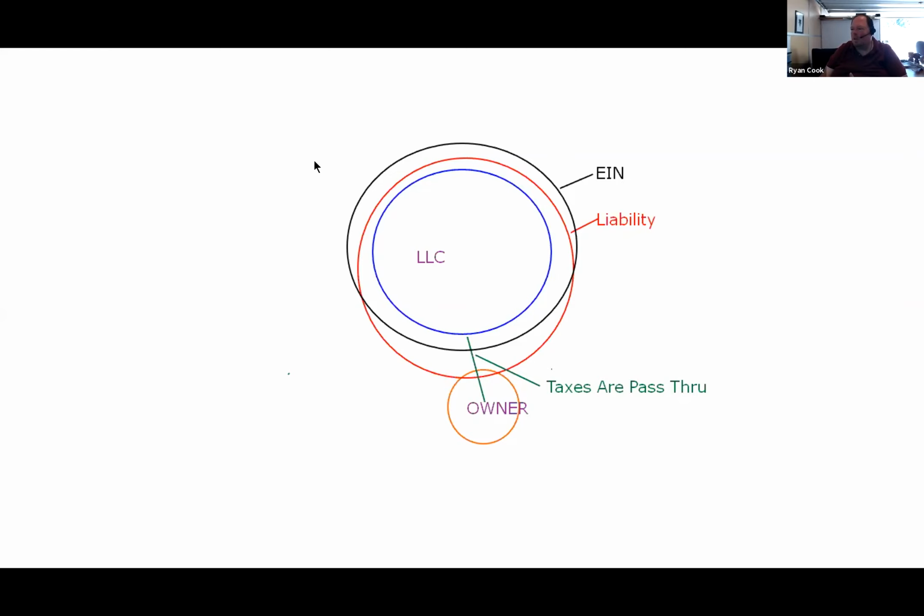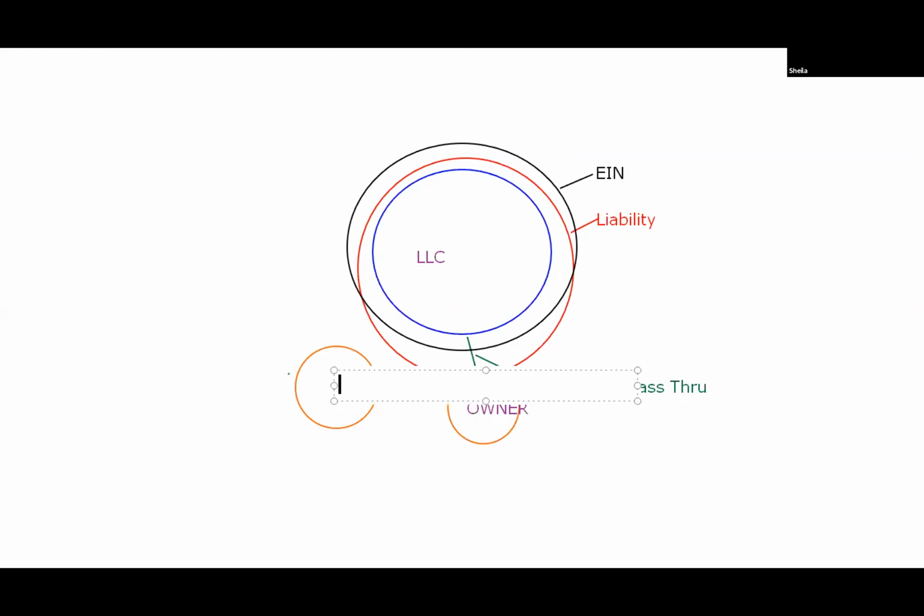Now, here's the next add-on. Let me go back to this guy, and guess what I'm going to draw? I am going to go. You're going to make the owner an LLC. No, I'm going to add a second owner. Add a spouse.